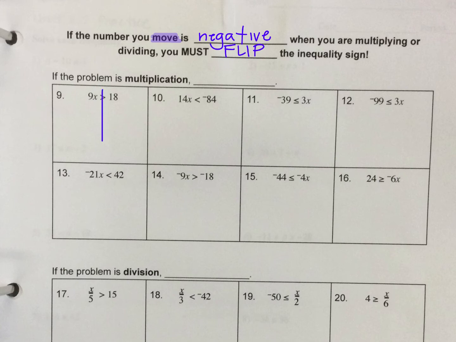The 9 and the x are being multiplied, so I divide. The problem being multiplied, we divide. I divide by 9. X, that 9 right here, he is not negative, so I'm just going to copy it down like I did with addition and subtraction. They're being multiplied, I divide.